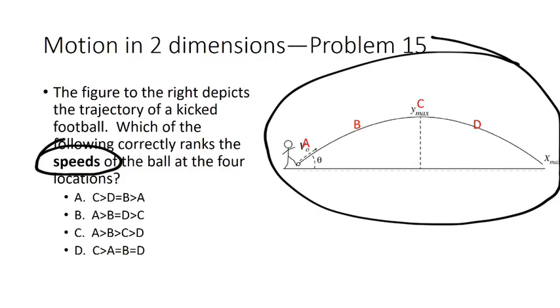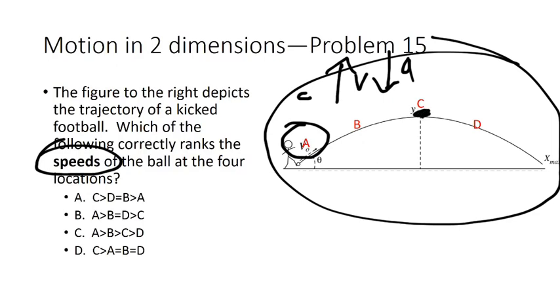Hopefully you realize that at point A the ball is going the fastest. That's true because we know the horizontal component of the velocity is the same everywhere. But what's different here, this ball just left this person's foot, which means it has a maximum vertical velocity. As it goes up, the velocity is positive, but the acceleration is negative. That means as it goes up, it's getting slower and slower in terms of speed.